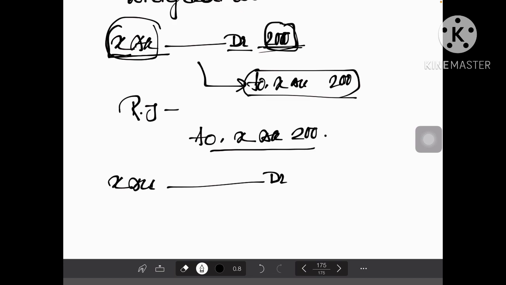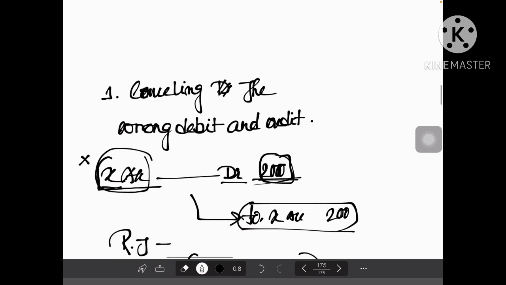We just need to remember: if you want to neutralize the value of X account which you have written wrong, if you have written it wrong in the debit side, you have to write it in the credit side in the rectification journal. Again, if you have written it wrong in the credit side, you have to write it in the debit side in the rectifying journal, because you want to neutralize the value of X account. This is step number 1. As per step number 1, we have to cancel the wrong debit and credit. This is point number 1.